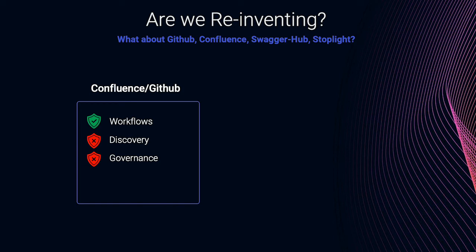The other group of tools that we looked at was Swagger Hub and Stoplight. And these tools exist for API design and they're really great tools. So you can do discovery in them, you can do governance. APIs are the reason they exist, so you can track some metadata in there. But what we really found is that they did not support any workflows. And workflows was very important for us. And that's something we really wanted.